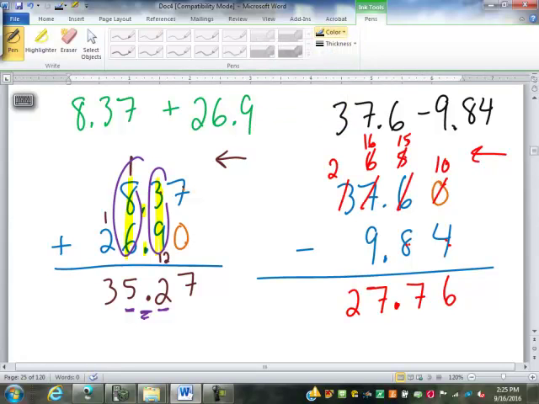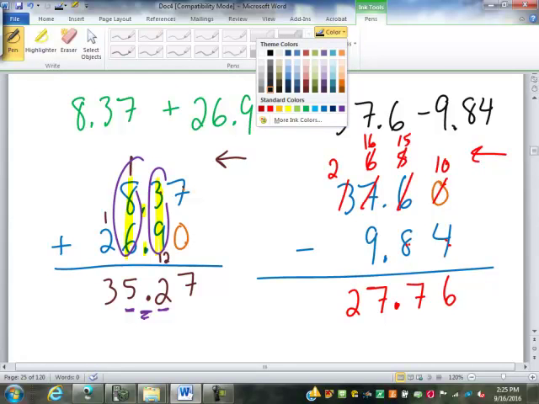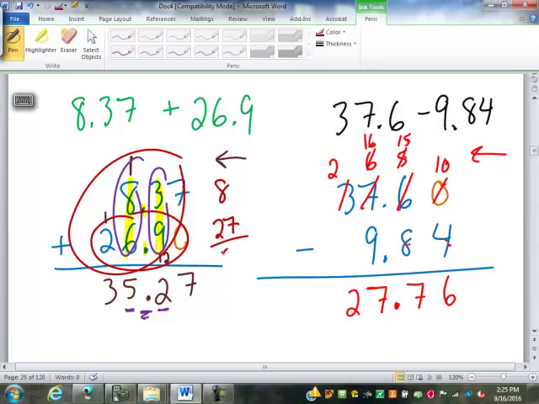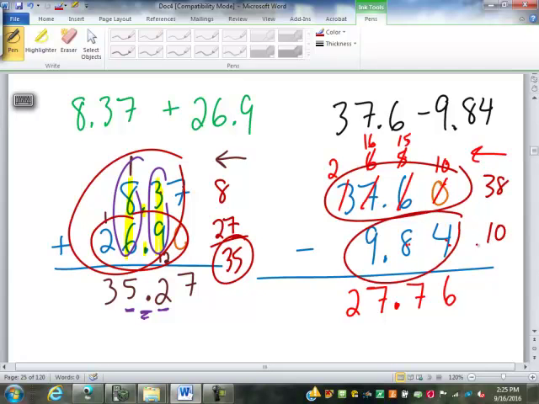Just like I did with any of my whole number calculations, I acknowledge that you're probably going to use a calculator on these. But I do want you to, again, do that estimation. Over here, look at this and say, hey, that's about 8. And this is, 27, 30, whatever. 8 and 27 better give me something close to 35. Same over here. This is about 38. This is about 10. 38 minus 10 better get me close to 28.